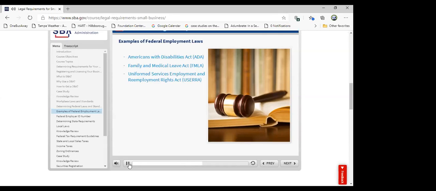The Uniformed Services Employment and Reemployment Rights Act, USERRA, protects service members' reemployment rights when returning from a period of service in the uniformed services, including those called up from the reserves or National Guard, and prohibits employer discrimination based on military service or obligation. The U.S. Department of Labor's Veterans' Employment and Training Service, VETS.